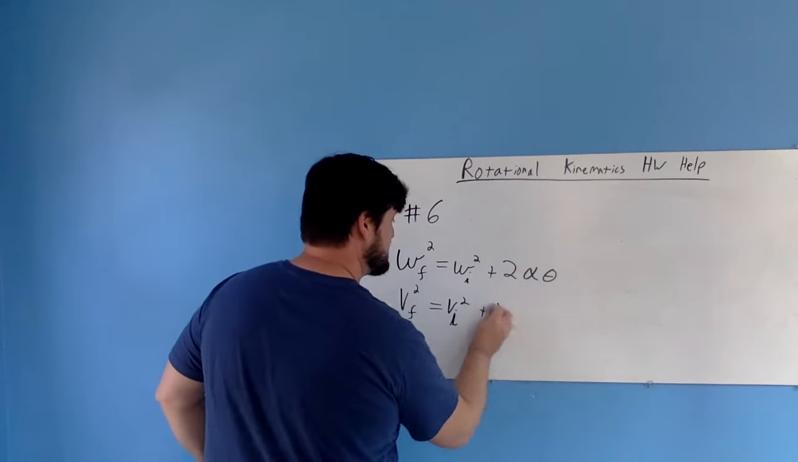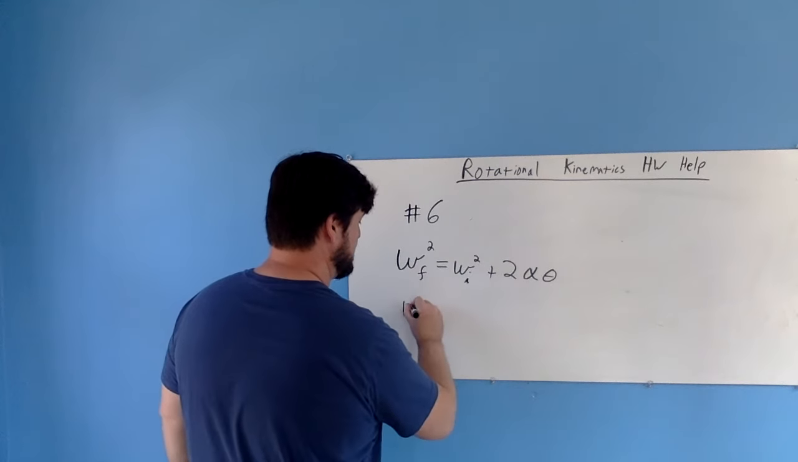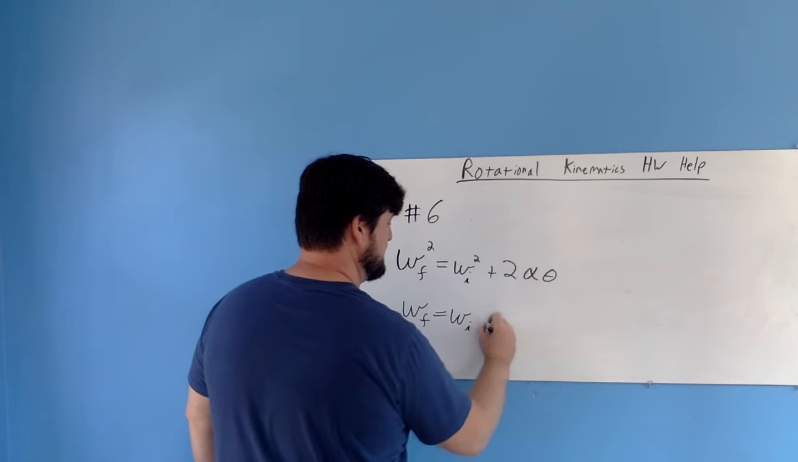So I can solve number 6 that way, or if I want to know a final omega, I can also just use my omega final equation, which is this.